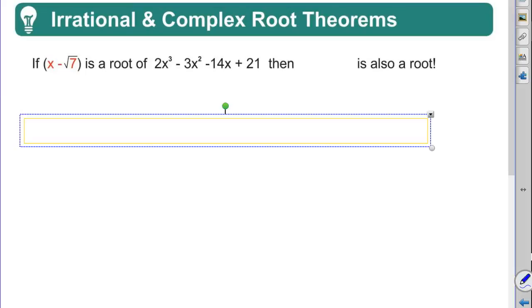All right, you found the Algebra 2 quick review, and this is irrational and complex root theorems. What these theorems do is allow you to anticipate additional roots when given a root. And the whole key is they always come in conjugates.